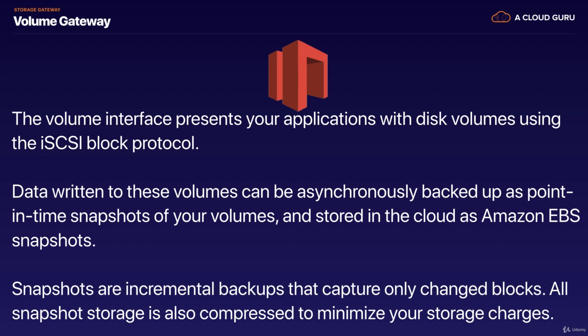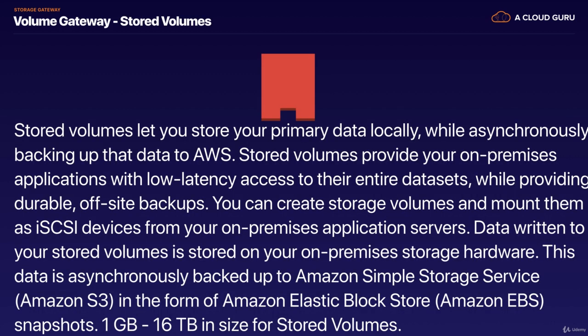Now, don't worry, we haven't covered off what EBS is yet. We will cover that off in EC2 in the very next section of the course. But just think of Volume Gateway as a way of storing virtual hard disk drives in the cloud. And it comes in 2 different flavors. We've got stored volumes, and this allows you to store your primary data locally. So you always have a complete copy of your data locally in your data center, and it's backing that data up to AWS.